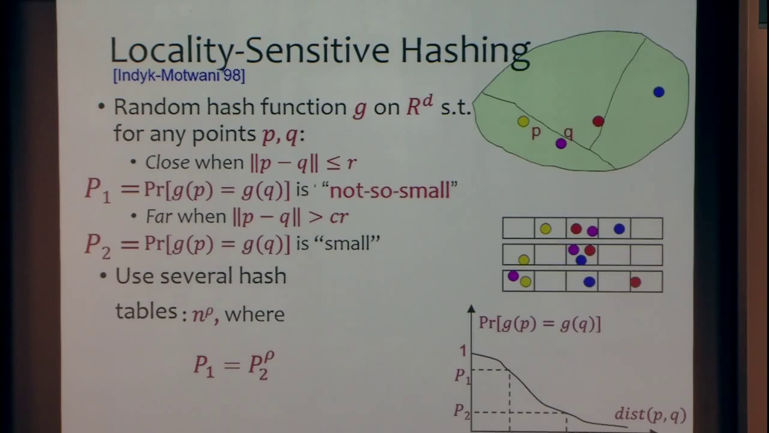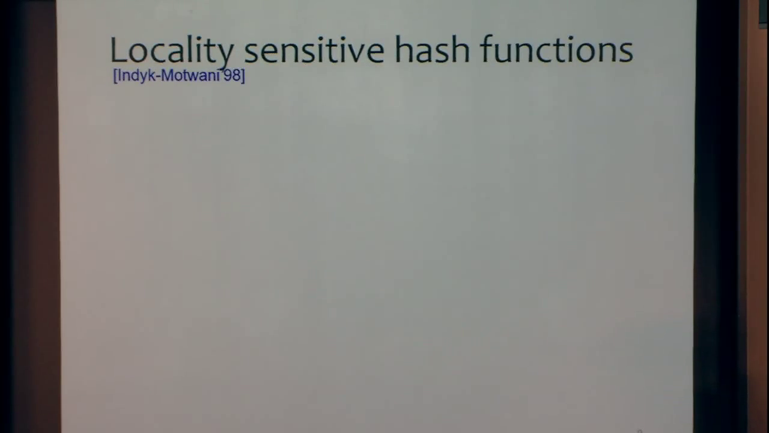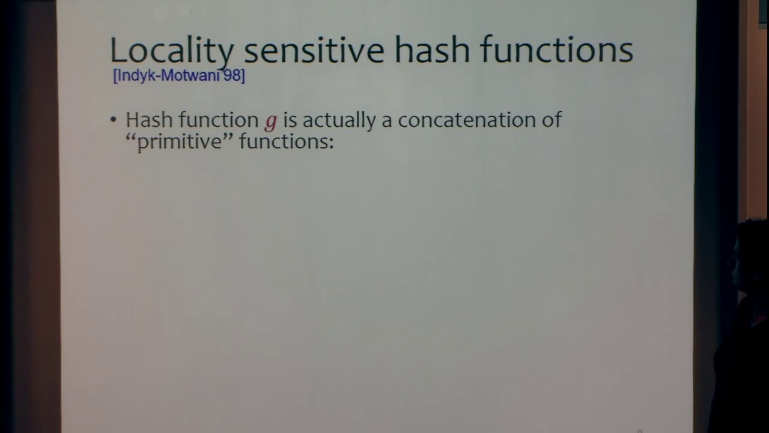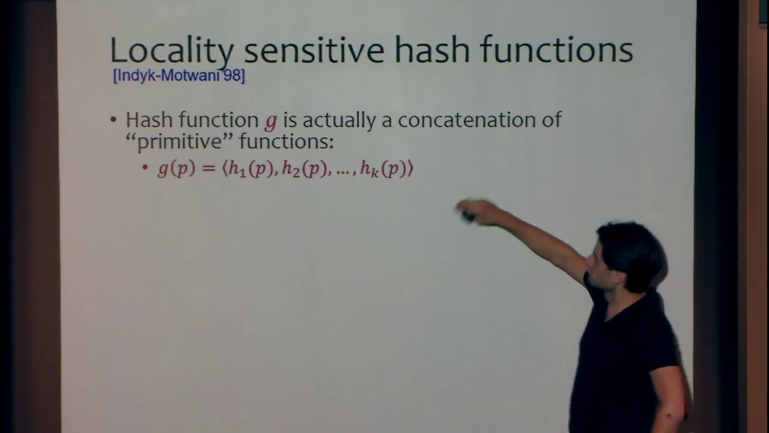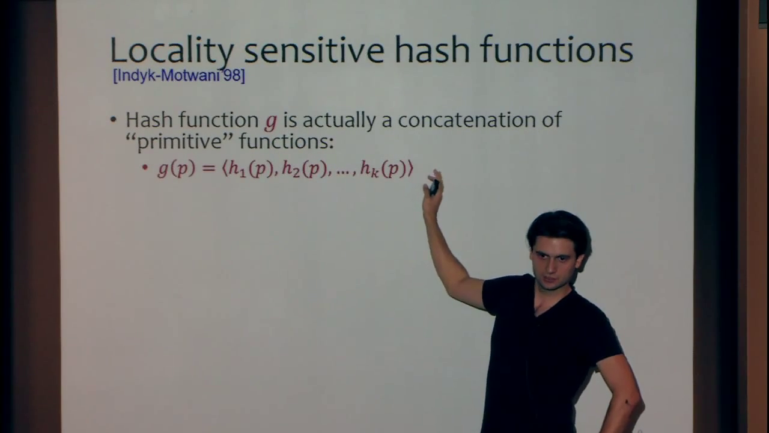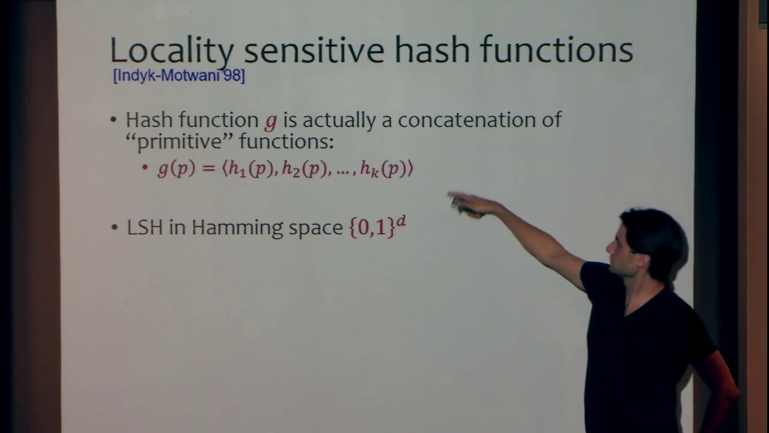Now, we need to construct these random hash functions that achieve interesting rho, right? And this is what was proposed in the original Indyk-Motwani paper. I should say that we can actually define this function g as a concatenation of primitive functions. The notion of rho remains exactly the same. This allows us to do some boosting.